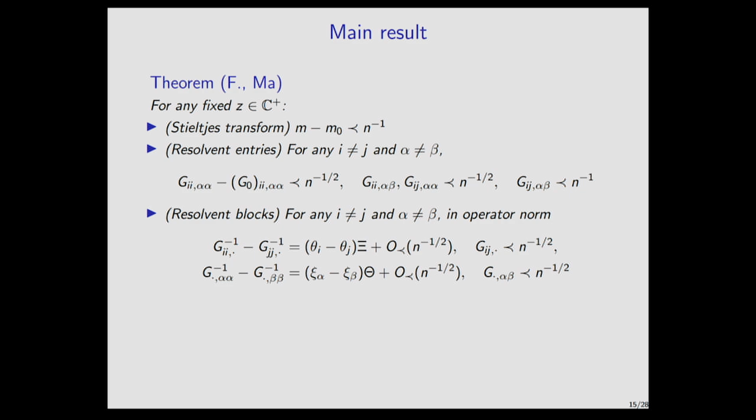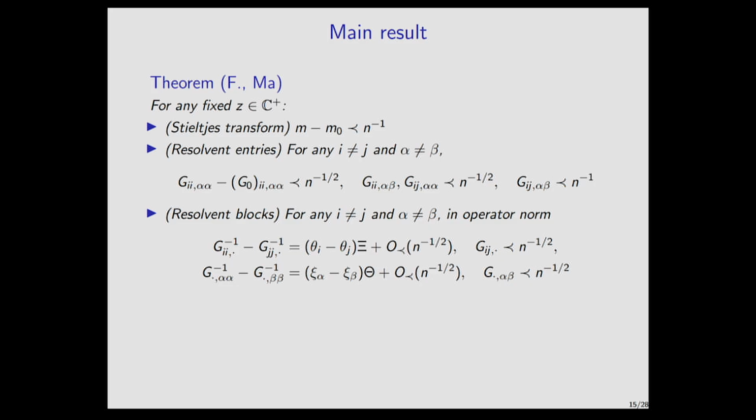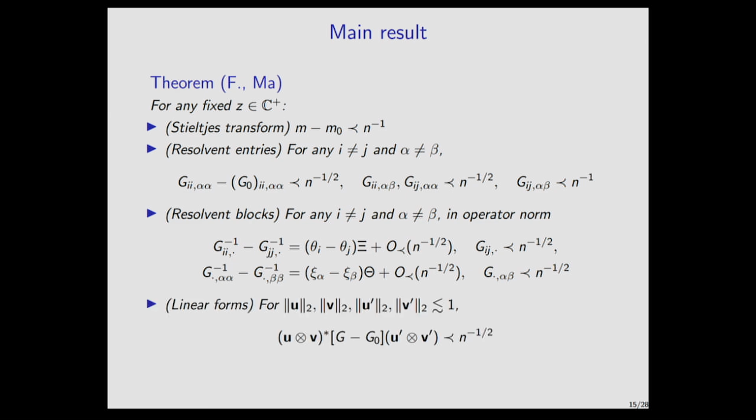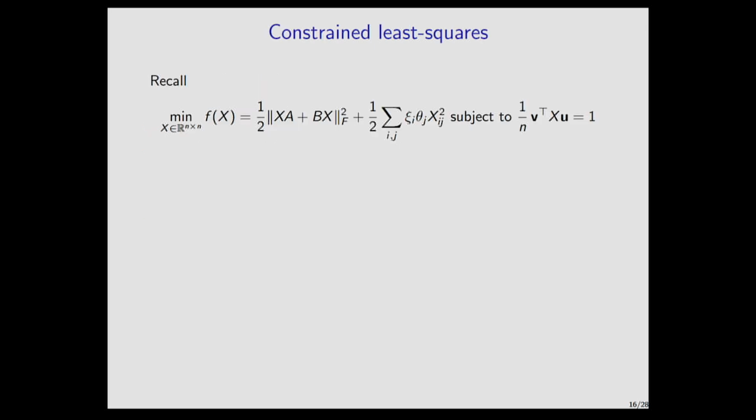The diagonal blocks remain stochastic on an order 1 scale. But if I look at the inverses of the diagonal blocks, their differences are approximated by a deterministic quantity, which is a shift of these diagonal matrices, up to an error that's 1 over root n, again in operator norm. And then finally, if I take a linear form of this resolvent, it's approximated by a linear form of the deterministic equivalent up to an error of 1 over root n. Okay? So these are the results for the random matrix model.